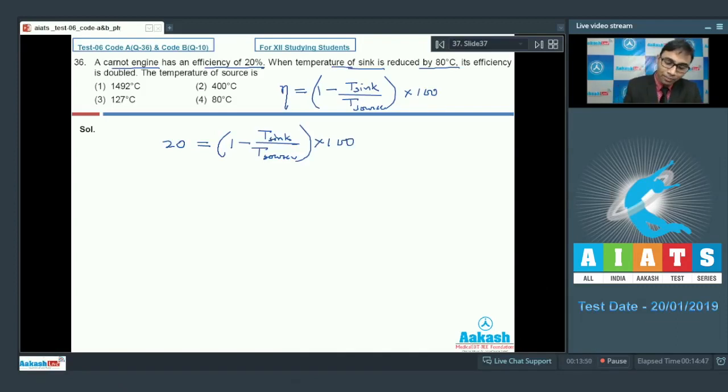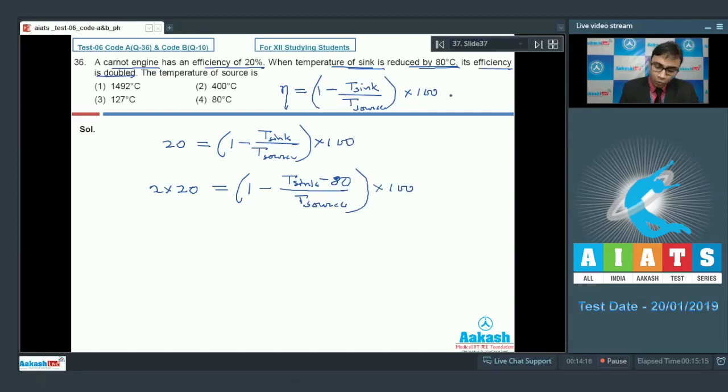Now the question says that when the temperature of the sink is reduced by 80 degrees centigrade, its efficiency is doubled. So finally the efficiency becomes double, 40, when the temperature of the sink is reduced by 80 degrees centigrade, divided by the temperature of the source, into 100. So from here we can say that 1 minus the temperature of the sink divided by the temperature of the source will be equal to 20 by 100.